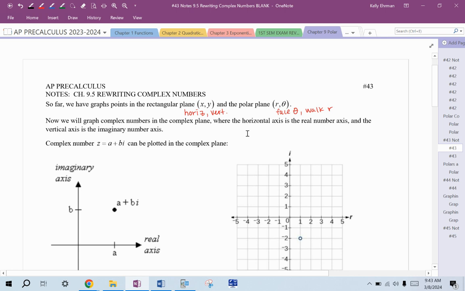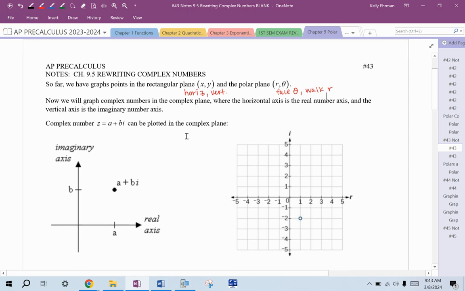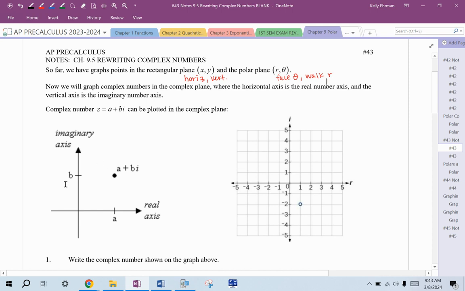So we talked about complex numbers back with quadratics, imaginary numbers, or combinations of real numbers and imaginary. And so we can graph complex numbers as well. So here's another axis or coordinate plane. It looks like the rectangular coordinate plane, but it is called the complex plane. So in the complex plane, the horizontal axis is the real number axis. So you can see it says R for real. And the vertical axis is the imaginary number axis. So I for imaginary.